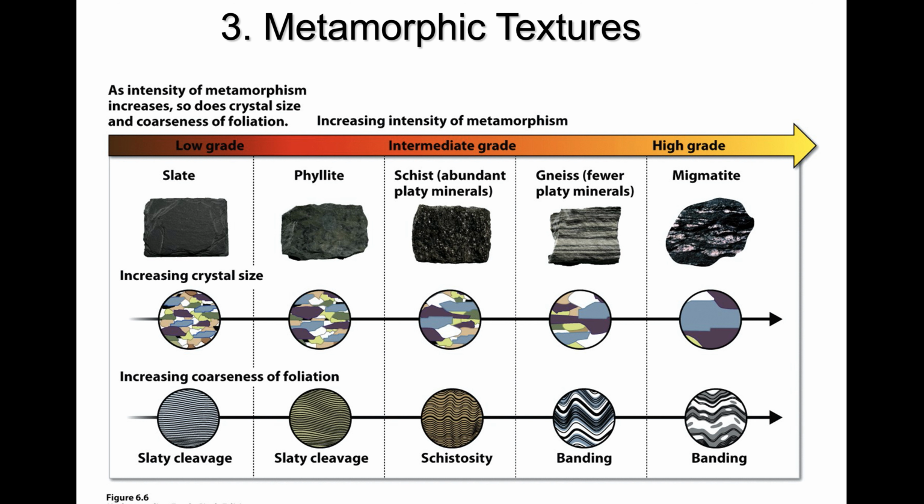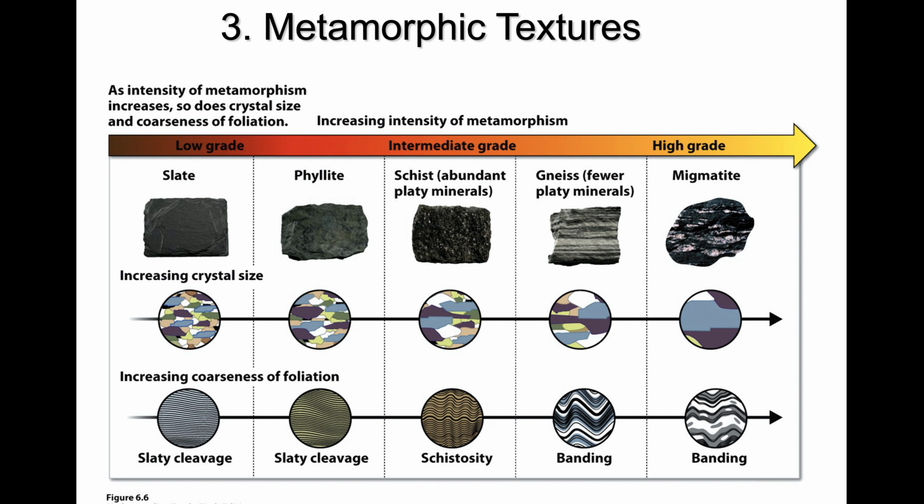So here we have a very nice diagram which shows that as the intensity of metamorphism increases, so do crystal size and coarseness of foliation. On this arrow from left to right, we have increasing intensity of metamorphism. On the left-hand side we have low grade metamorphic rocks, then intermediate metamorphic rocks, and finally high grade metamorphic rocks. For example, a low grade metamorphic rock is a slate. While we increase the pressure and temperature, the slate becomes more metamorphosed, and we produce a phyllite.